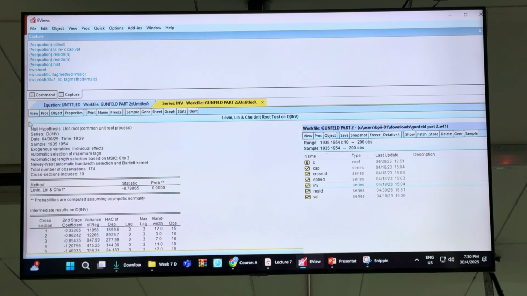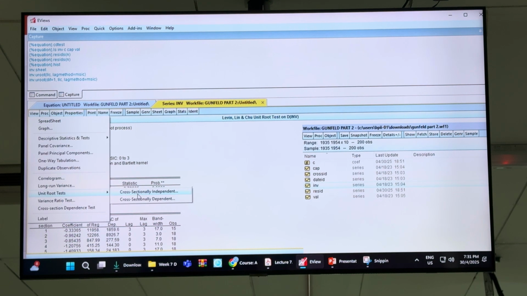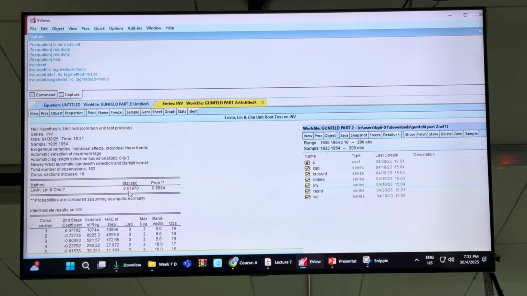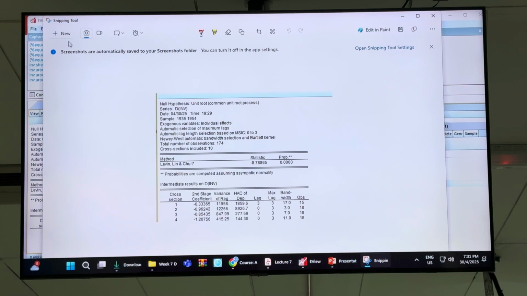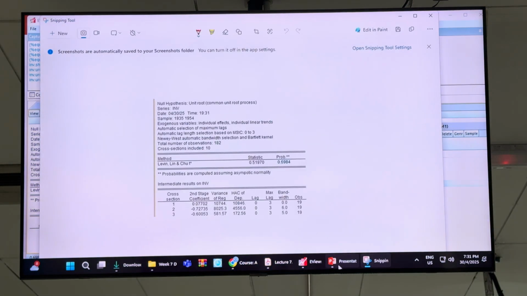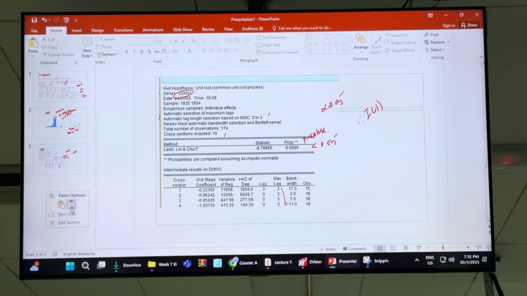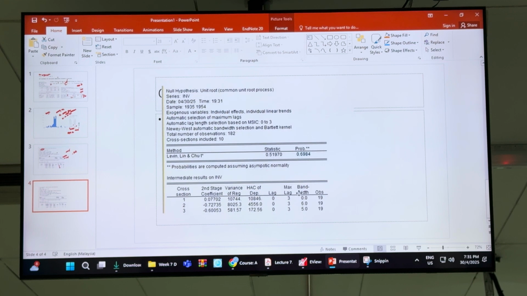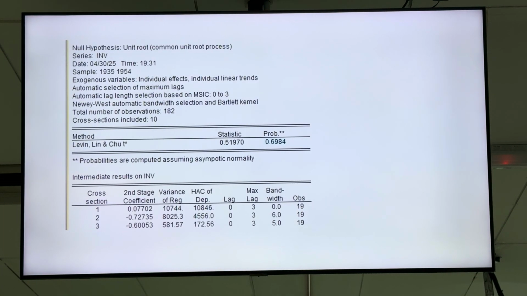If you want to test with the trend, go to View again, just like what we did in the past. You just want to see level. Just now my level was not stationary. How about the model with the intercept and trend? You click OK. Once you click OK, the result is 0.6, right? So again, it's not stationary at level with the trend model. So this is the model with not only intercept, but also the trend. This model has intercept and trend.